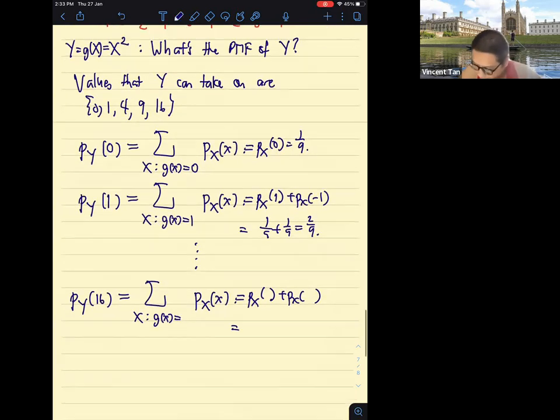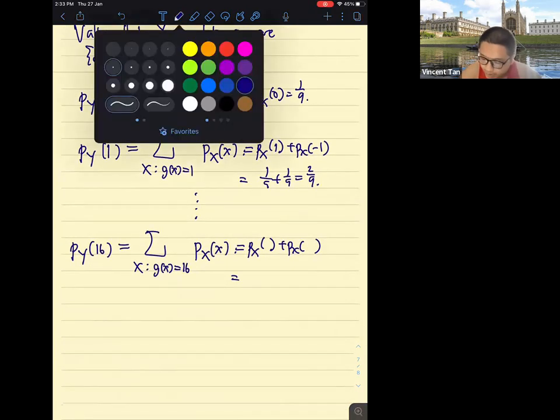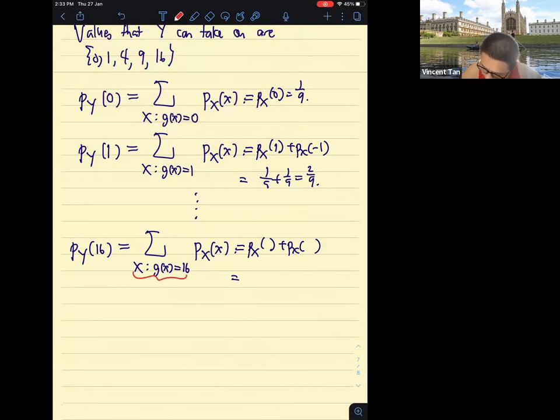You interpolate the middle, okay? So 16, which are the values of x that satisfy g(x) equals 16? The two values of x are x equals 4 and x equals minus 4. So I put 4 and minus 4 here. And what we have is 1 over 9 plus 1 over 9, which is 2 over 9. Okay, is it clear? Okay.